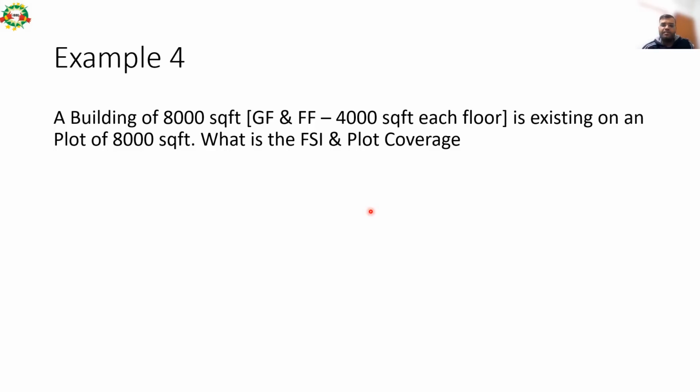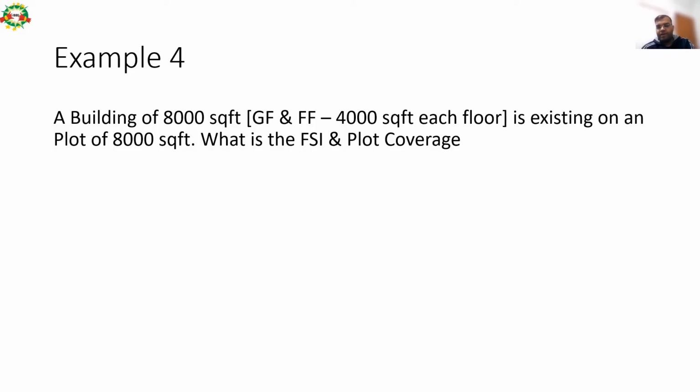Let us take another example just to understand with the help of a multi-story building. So a G+1 building. Here a building of 8,000 square feet, ground floor and first floor both having 4,000 square feet of built up area on each floor, is existing on a land piece measuring 8,000 square feet. What is the FSI and plot coverage?